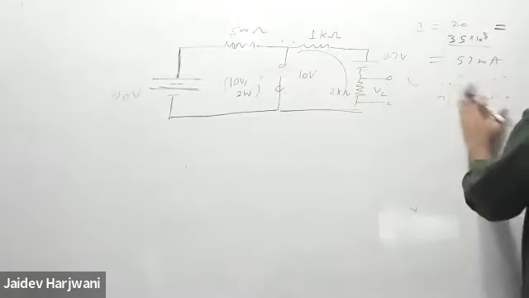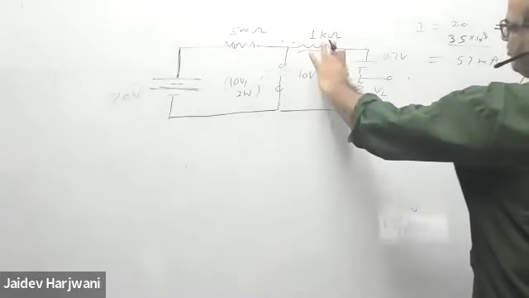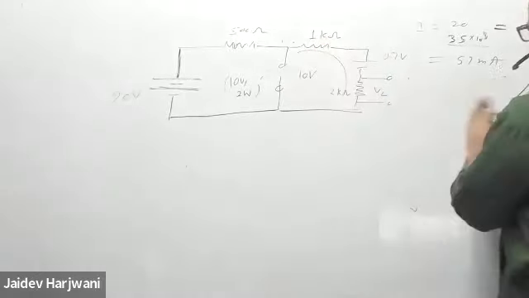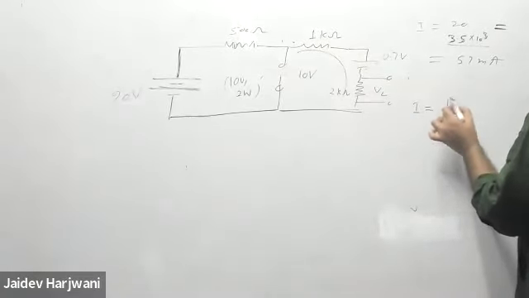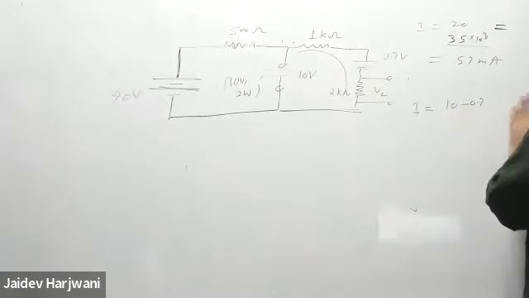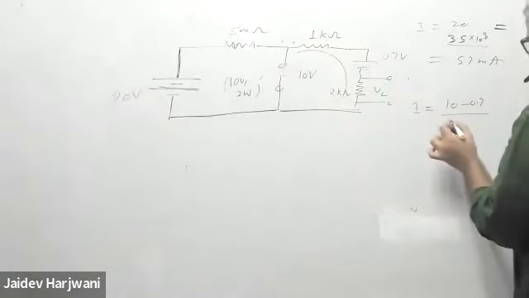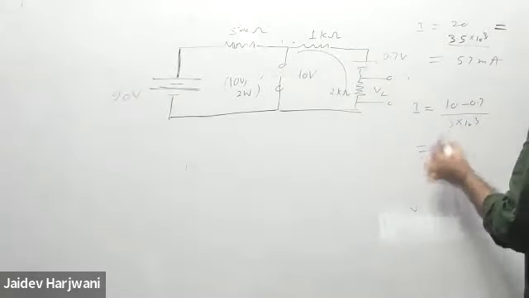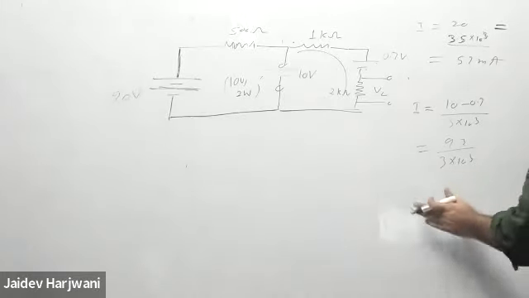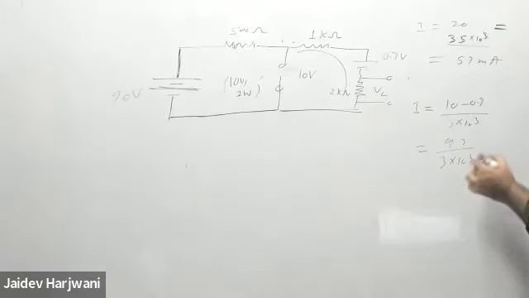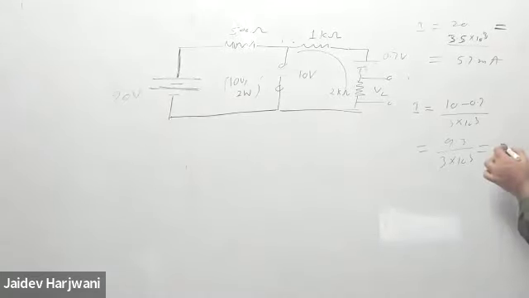Now I can find the voltage drop across these, so I can find the current in this branch. Current in this branch will be, tell me, (10 minus 0.7 volt) divided by 1 and 3 kilo ohm. This is 9.3 divided by 3 into 10 raised to power 3. Tell me the value of this current. 3.1 milliamp.